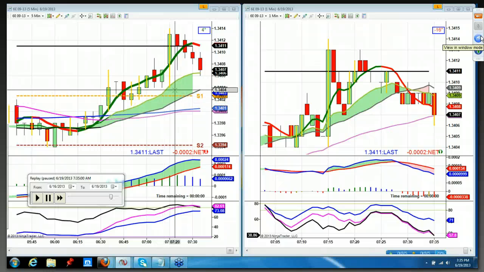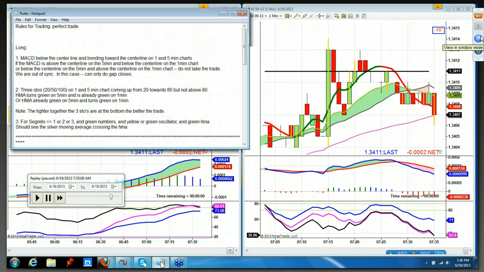So, I don't look at this and go, okay, cool. So we're still green, because again, I'm focused on those three things right there, right? I'm focused on what is this MACD doing? Are they in sync? What are my stochastics doing? Are they in sync? What color are my HMAs? Are they in sync? Are my stochastics tight? And now finally, let's take a look at Segredo and see what he says, or she says, and pull up my dome, enter the trade.